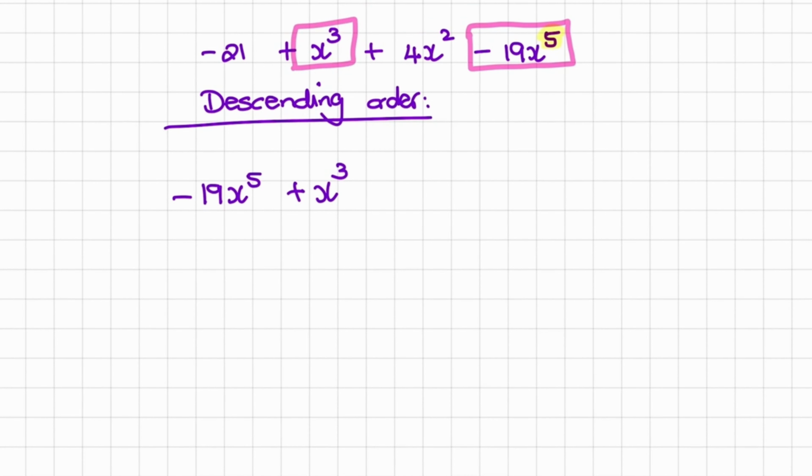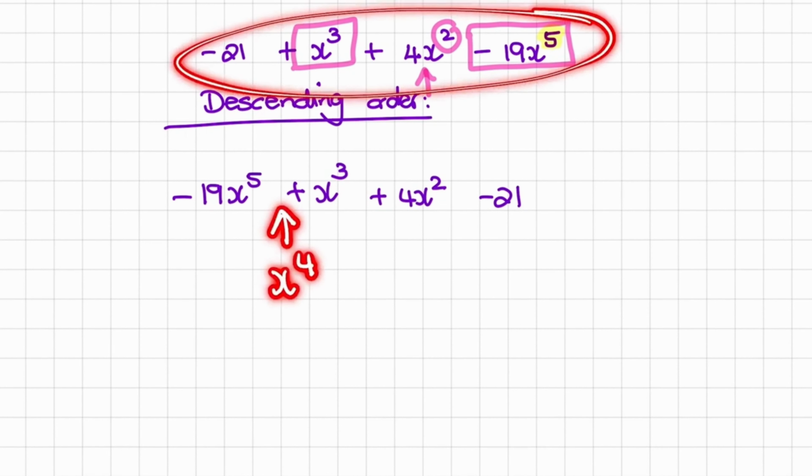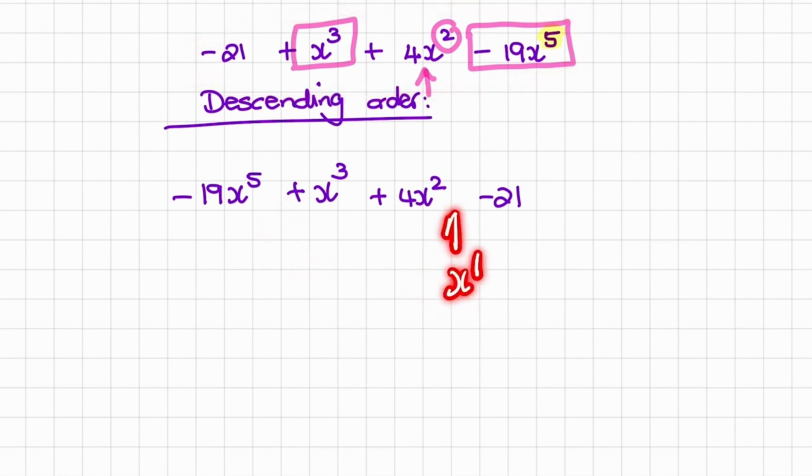Our next highest exponent is 2. So our next term would be 4x squared. So that becomes plus 4x squared. And our last term is negative 21. So notice there are 2 gaps here. We don't have an x to the power of 4 in our original expression, and we don't have anything which is just x, or x to the power of 1 in this expression.